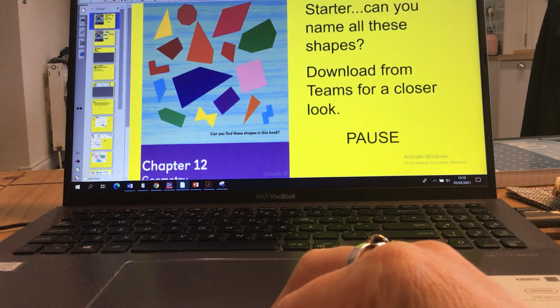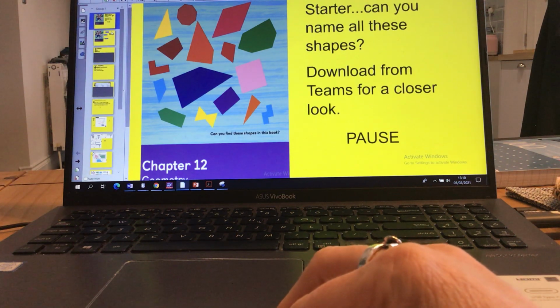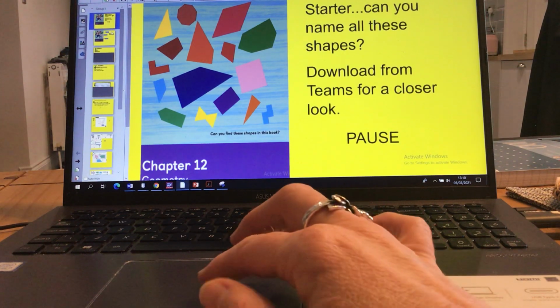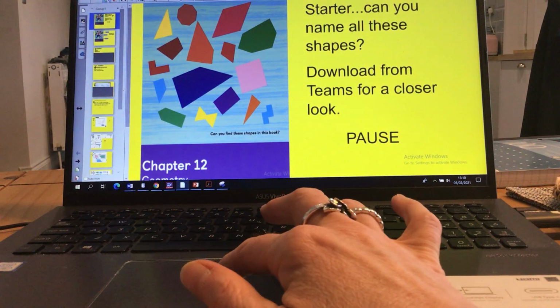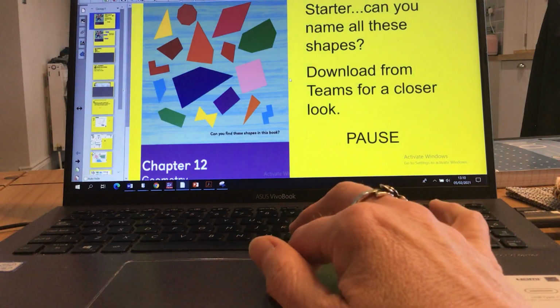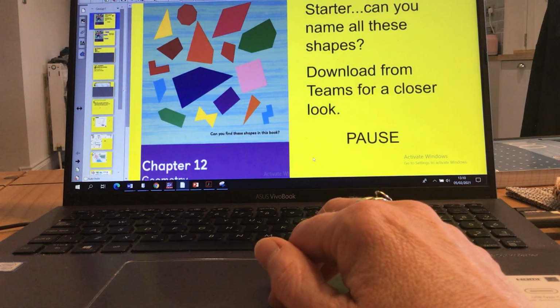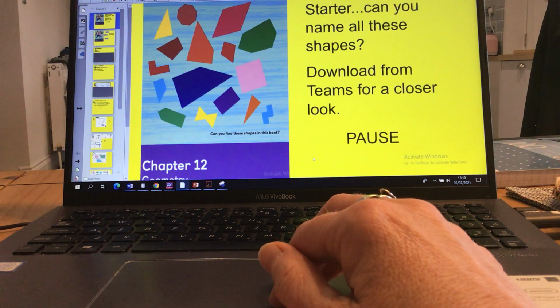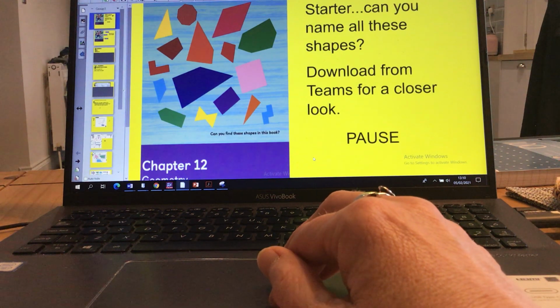Morning Year 4, this is a maths lesson for my group and it's Monday the 8th of February and today we're starting a new unit about geometry. Geometry is the study of shapes. Now just as a starter task, I've put this front cover from the workbook at school on here, and it's also on Teams for you to have a closer look if you want to.